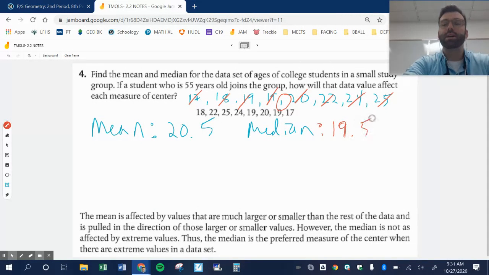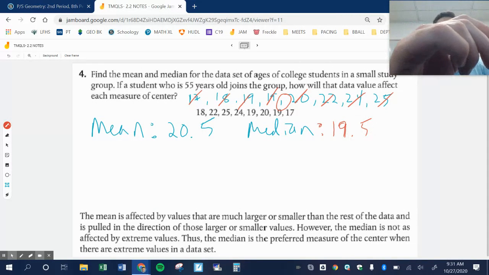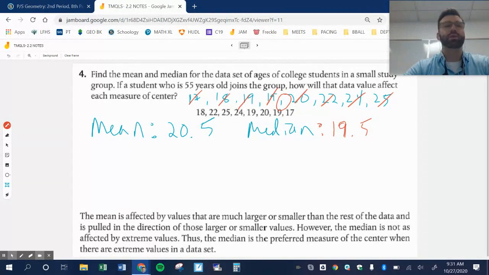Now I know that in the middle of two numbers, there's a half like that. That is obvious. Sometimes it could have been 19 and 24, and then I would actually have to find the average of 19 and 24 because that would be the middle. The next part of that question said, if a student who is 55 years old joins the group, how would that affect each data measure?